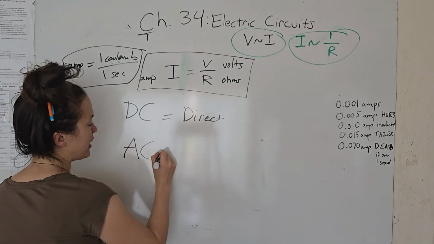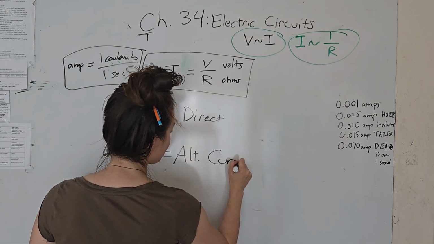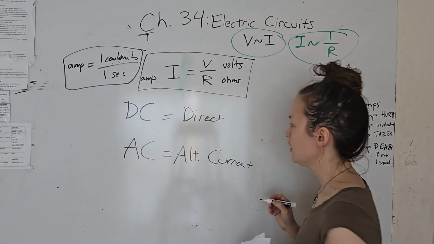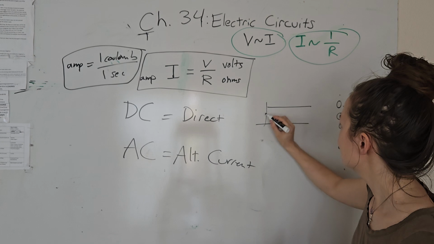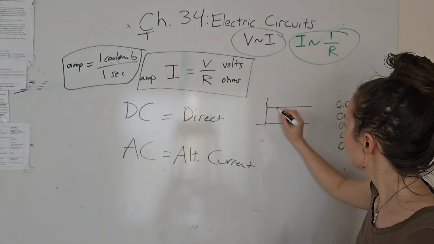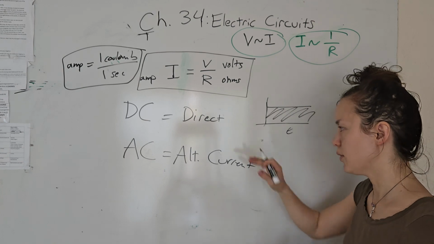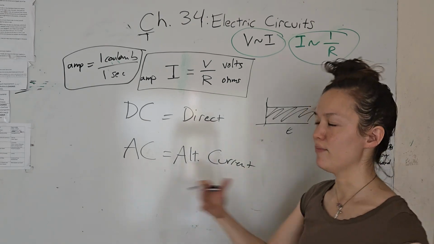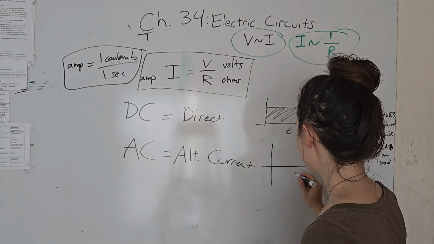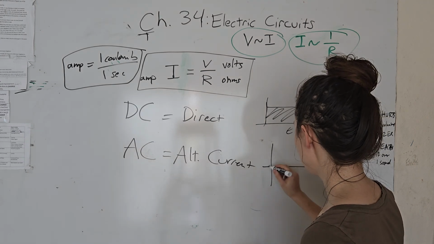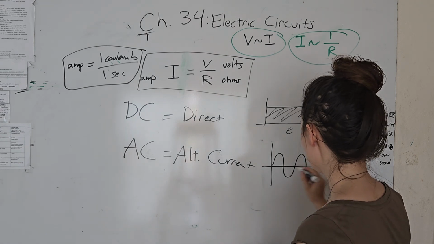AC is called alternating current, and this is actually what most of us have in our houses. If you drew a chart, DC current looks something like this over time. And alternating current is those electrons not just moving in one direction, they're moving back and forth, back and forth, back and forth. I guess this is time and this is direction. Alternating current looks like this.